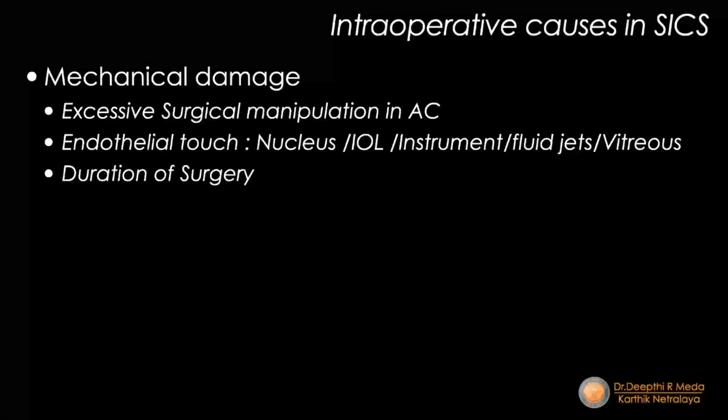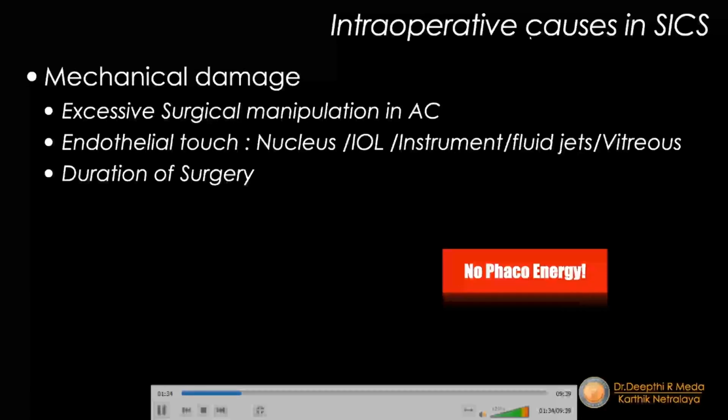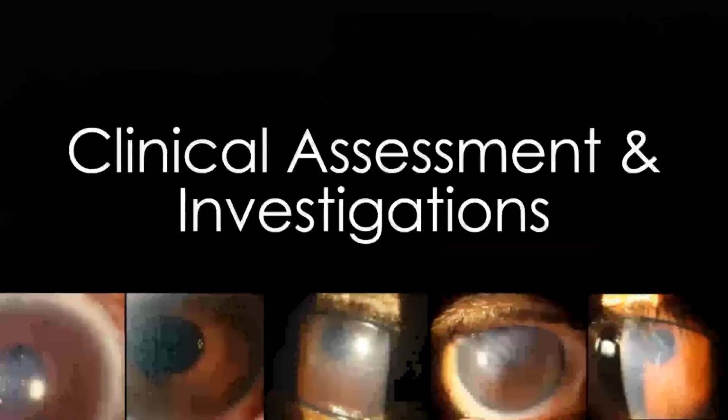Now, coming to the intraoperative causes in SICS, basically the biggest advantage is there is no phaco energy in SICS. Excessive surgical manipulation from the time of tunnel to the prolapse to the IOL is again a big risk factor. Any endothelial touch from the nucleus, IOL, instruments, even a misdirected fluid jet onto the endothelium and touch of the vitreous can cause endothelial insult. And even a perfectly performed surgery, if very long, can cause endothelial insult.